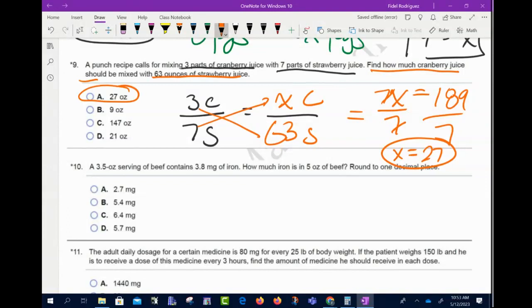So guys, one thing I want to mention about this particular problem, when it says 3 parts cranberry juice, 7 parts strawberry juice, and then the next one says ounces. Sometimes people ask, if it's parts, is that the same thing as ounces? It could have been ounces, it could have been gallons. It doesn't really matter. They're just telling you, whatever unit you're using, you're going to have three of them. So you could get 3 cups of cranberry juice, 7 cups of strawberry juice. You could have 3 gallons cranberry juice, 7 gallons strawberry juice.